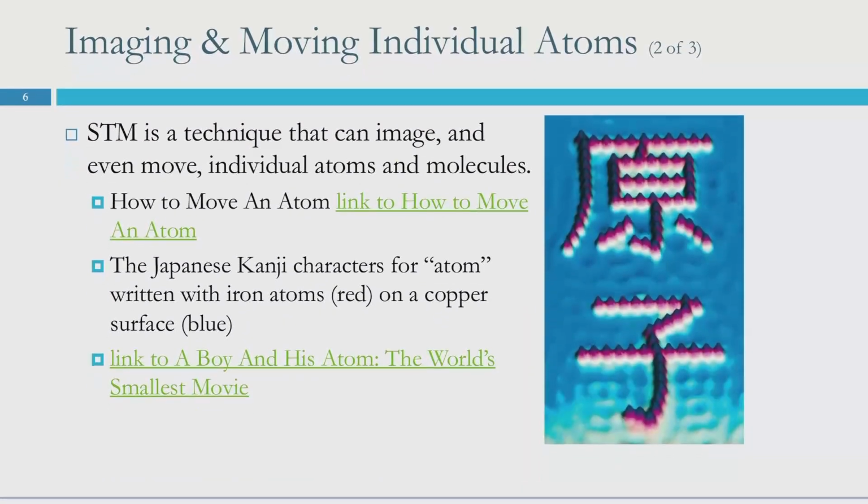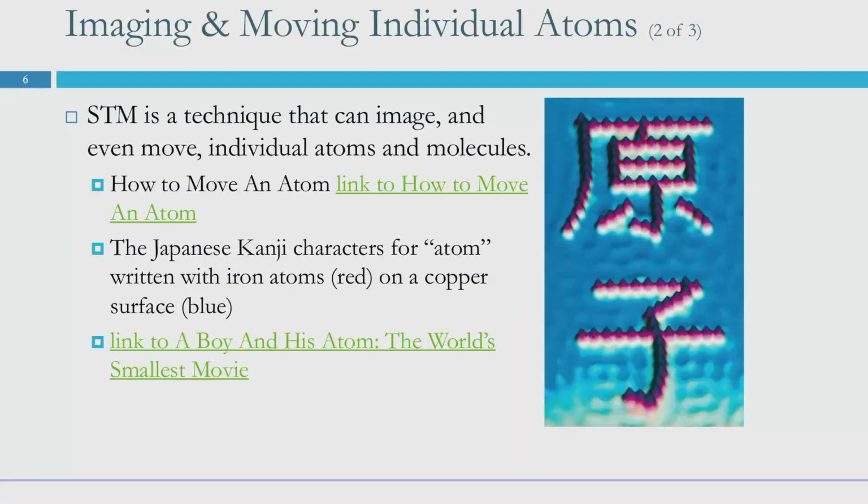STM can also be used to move individual atoms and molecules. Some scientists wrote in Japanese these kanji for atom, the characters that represent atom. They took a copper surface, that's the blue background, and then used that little needle to nudge these red iron atoms into place to spell that kanji.